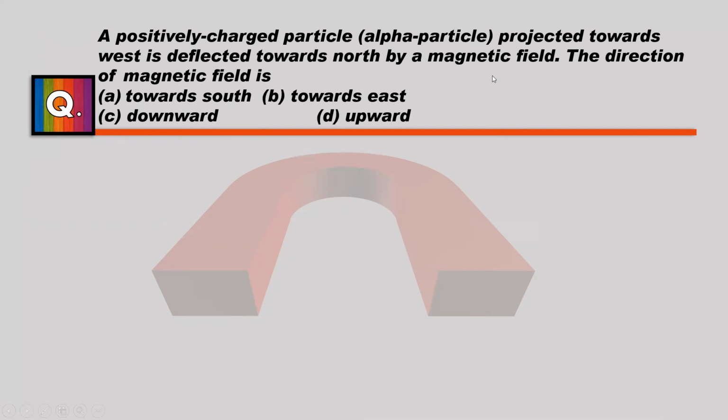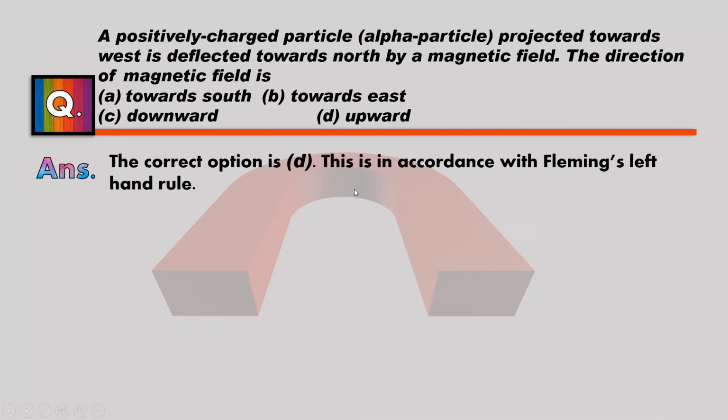So now, if you apply Fleming's left hand rule here, we'll get the answer as that it is upwards. Magnetic field is going to go upwards. Positively charged particle is projected towards west. Make a north, south, east, west on your book and try it out. You will get the answer as D, that is upwards. Try this out.